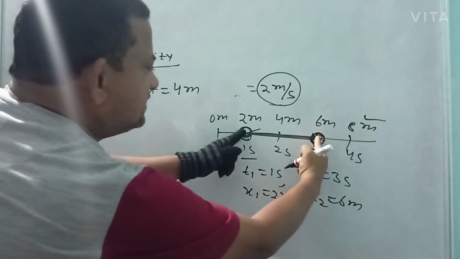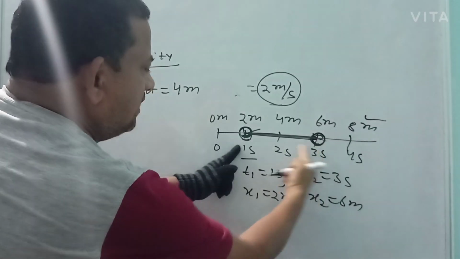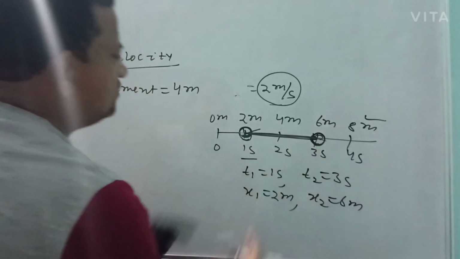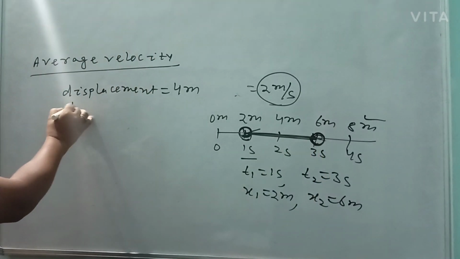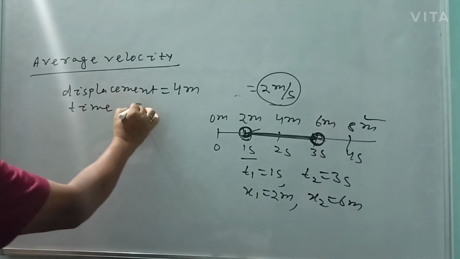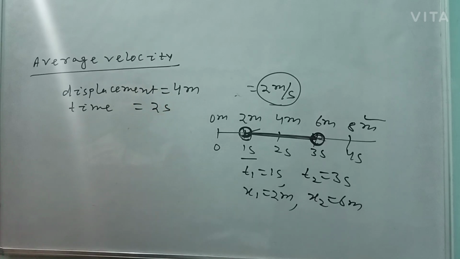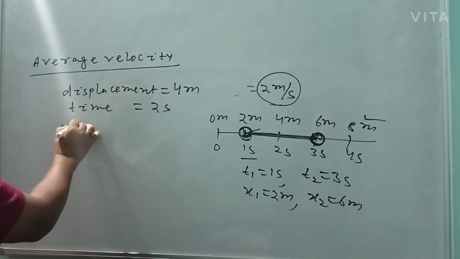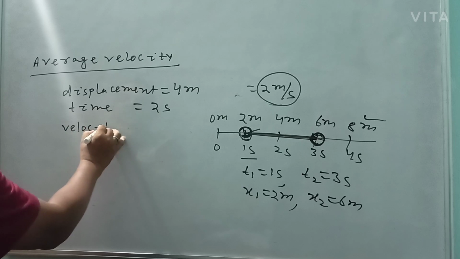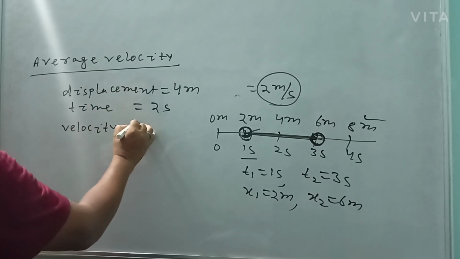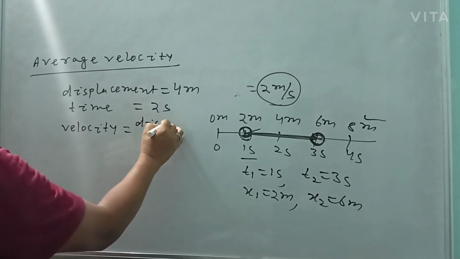And in that displacement, what is the time interval? 1 second to 3 seconds, this is your 2 seconds. So one can say time taken by the body is 2 seconds. So what is this velocity? Or you say average velocity, that is displacement by time. One can write like that.